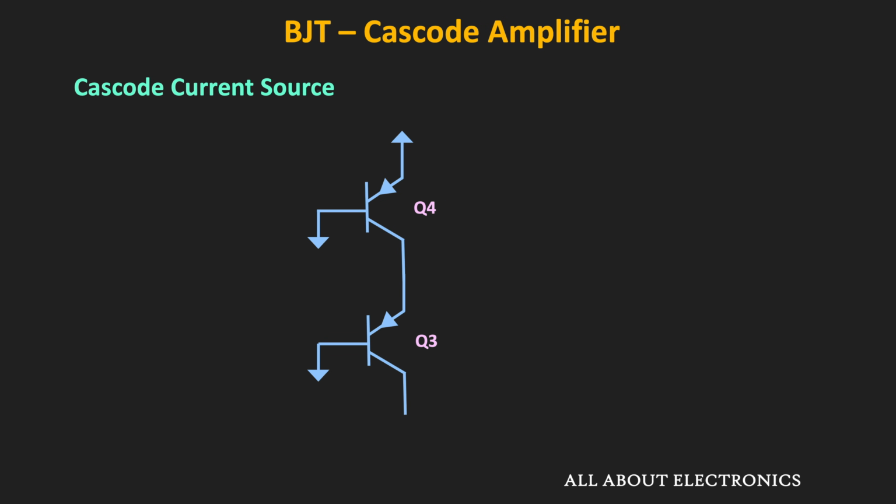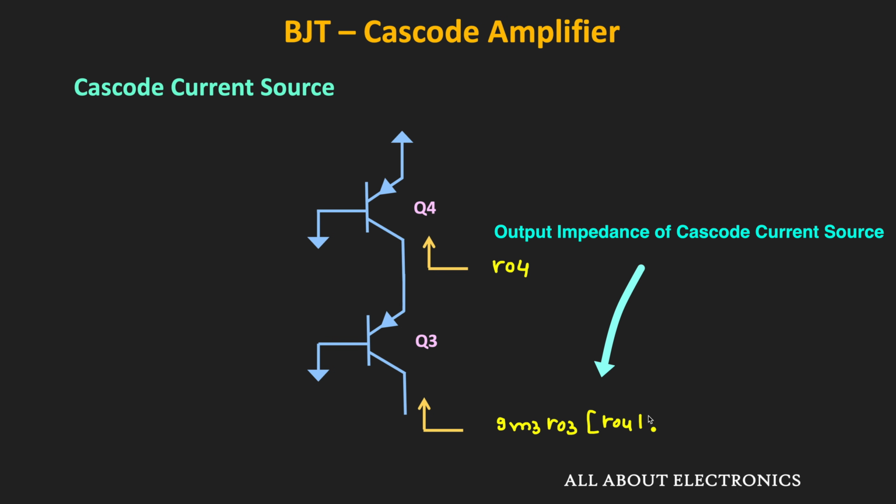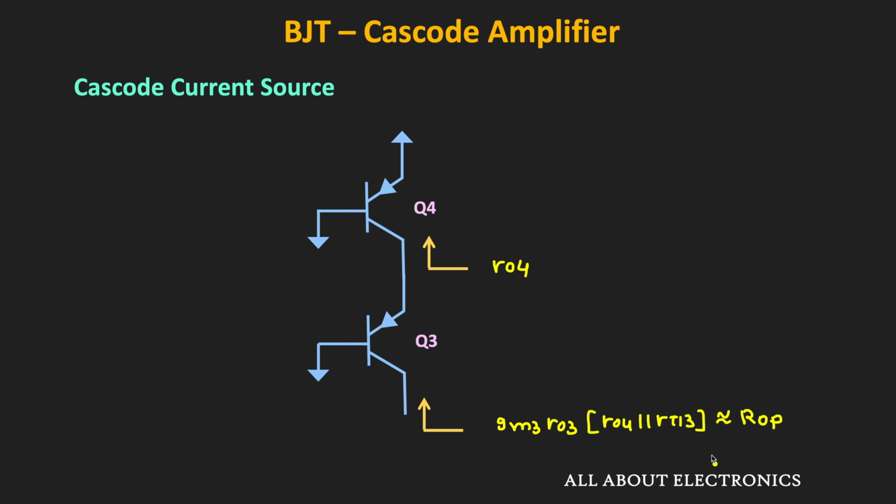So here, if we see the output impedance from here, then that will be equal to R04. While if we see the output impedance from this end, then that will be equal to gm3 times R03 times R04 in parallel with r pi 3. And let's say that is equal to ROP. That is the output impedance of the PNP cascode current source.